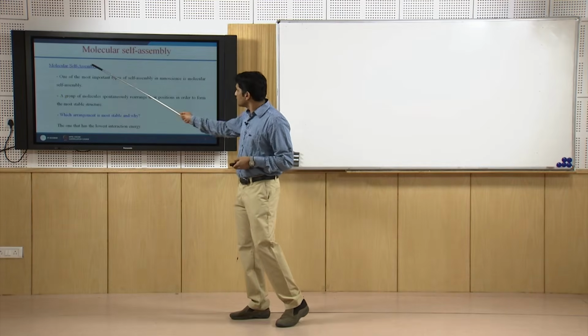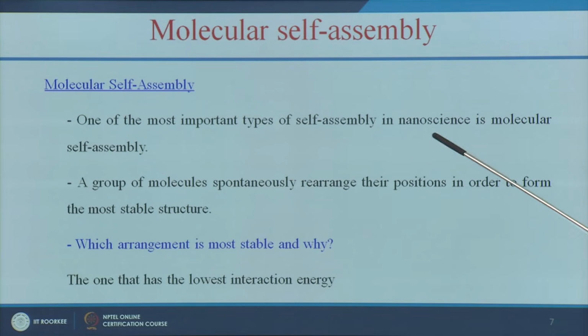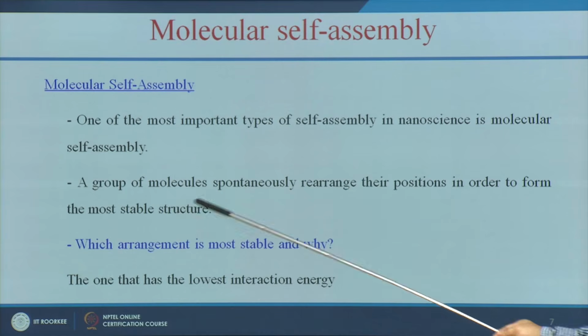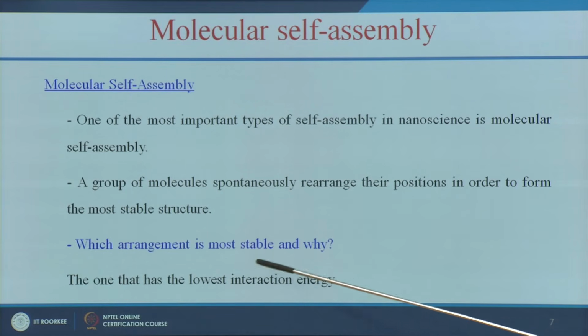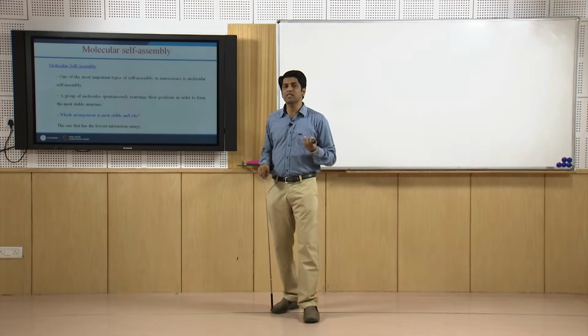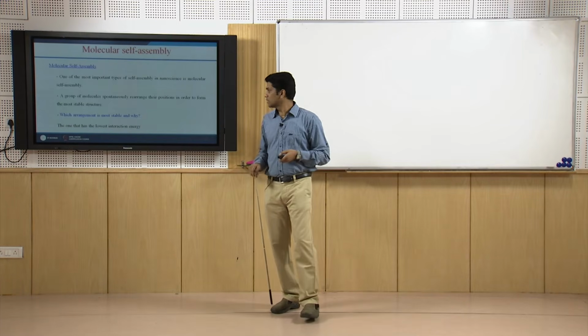So let us see what is molecular self assembly. One of the most important types of self assembly in nanoscience is molecular self assembly. Here a group of molecules spontaneously rearrange their positions in order to form the most stable structure. So which arrangement is most stable and why? Here the one which has the lowest interaction energy is the most stable. So usually nature favors low interaction energy and a highly stable structure.